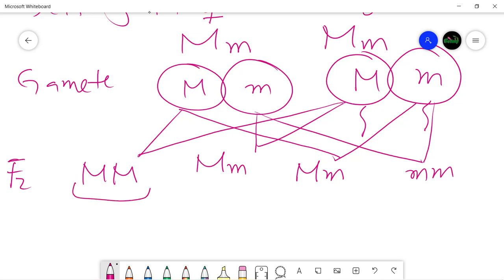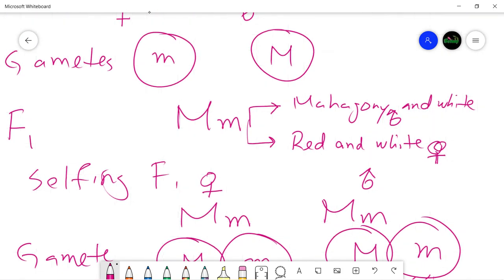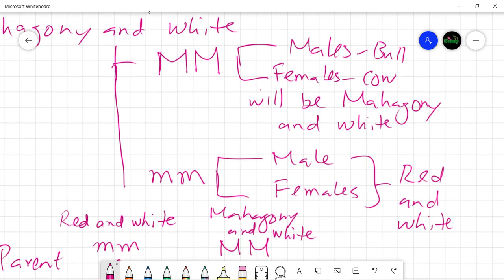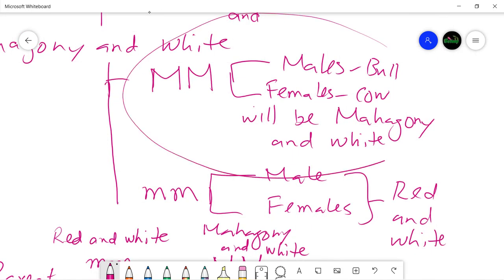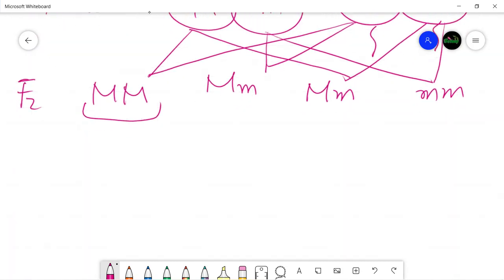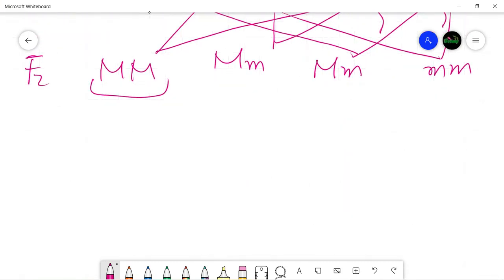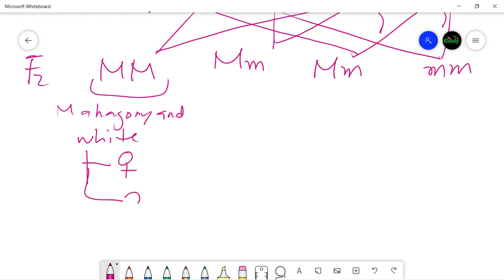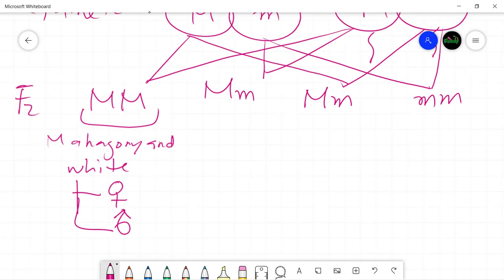So as we have seen already in the start of the video, if it is uppercase MM in homozygous condition, both males and females, bulls and cows, will be mahogany and white. So it's quite a straightforward case, not very complicated. So we get mahogany and white in both cows as well as bulls, males and females.